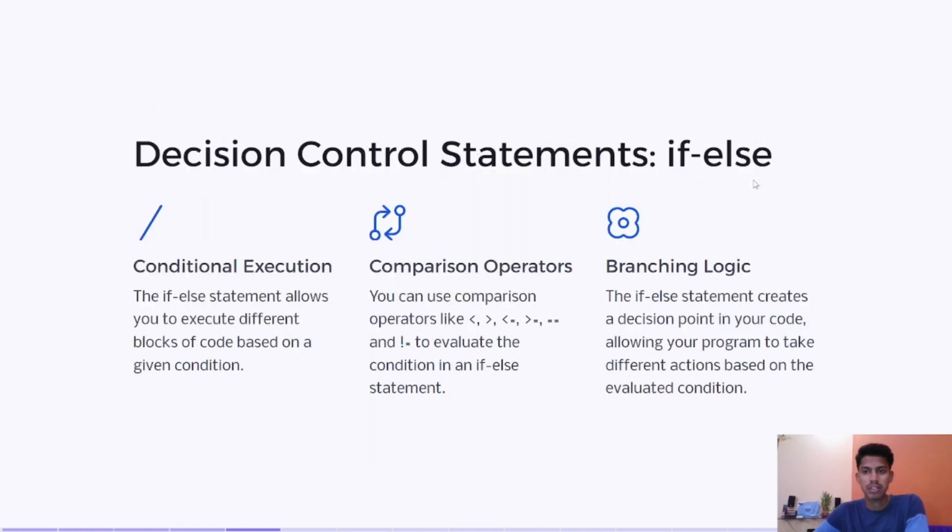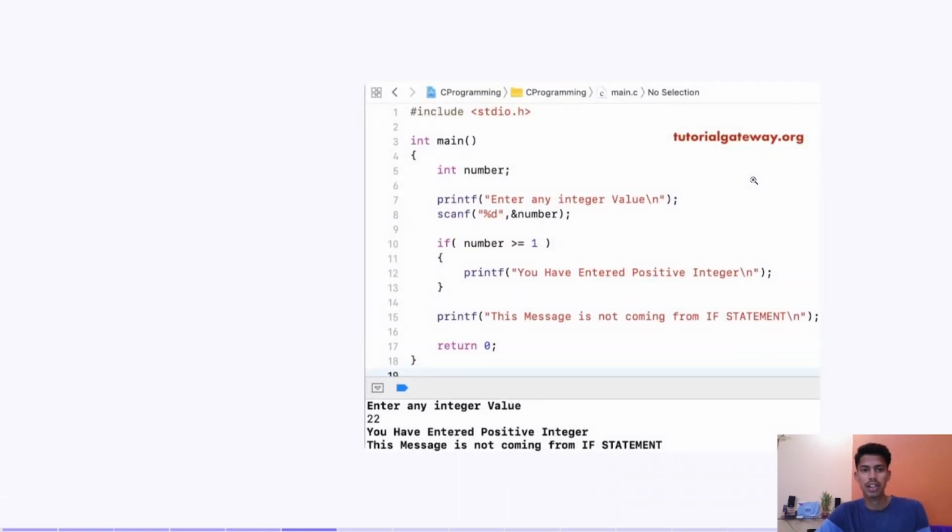Control statements. The first one is the if-else statement. Conditional execution: the if-else statement allows you to execute different blocks of code based on a given condition. Comparison operators are used in this if-else statement. You can use comparison operators like less than or equal to, greater than, not equal to, etc. And branching can also be done. The main use of this we can see in the next program.